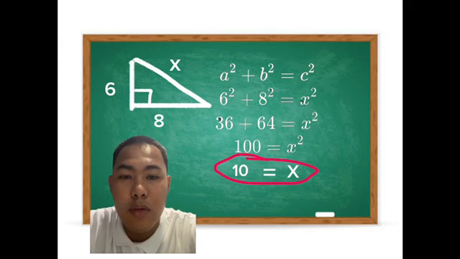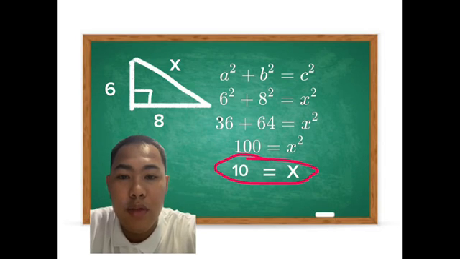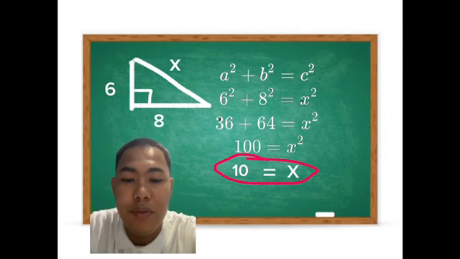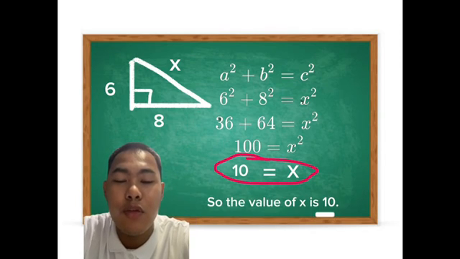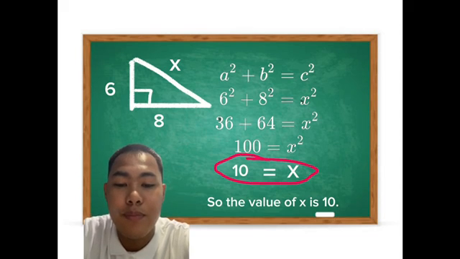Notice that we don't use plus or minus 10 because x represents the length of the hypotenuse of the triangle, which cannot be negative. So, the value of x is 10.